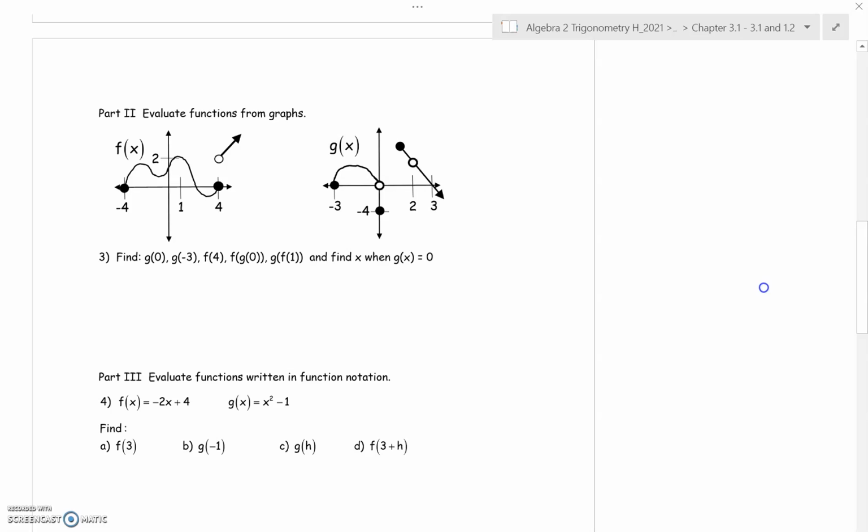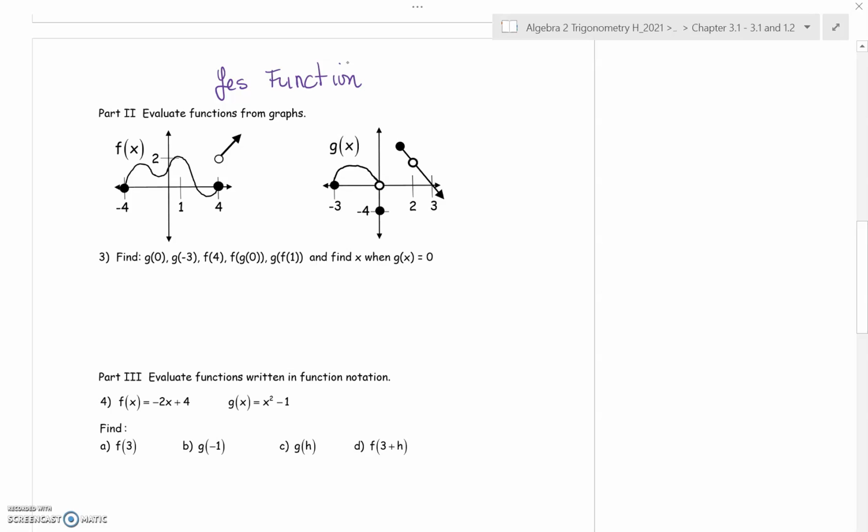So now we're going to talk about evaluating functions from graphs. We have two graphs here. One is the function f of x. One is the function g of x. And again, let's first check: is f of x a function, is g of x a function? Because this notation implies that it must be a function. So go ahead and think about that. Okay, so did you say that yes, they are functions? There's a unique y value for every x, and it passes the vertical line test.